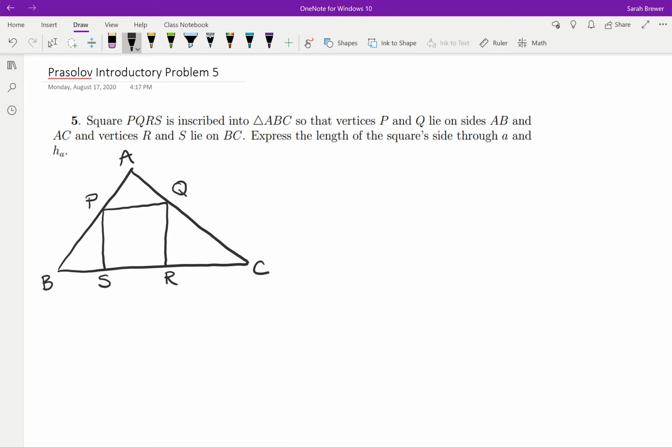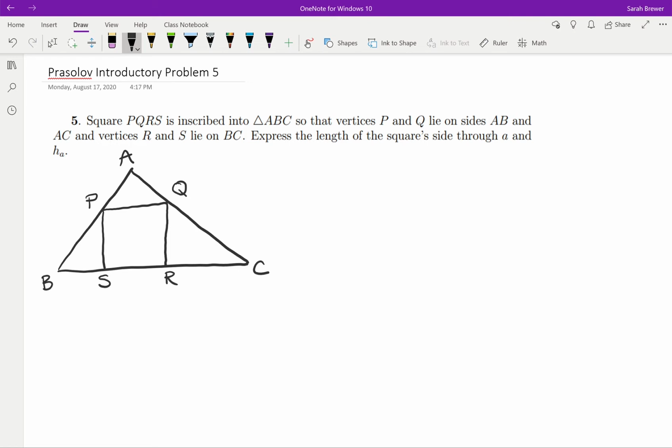So remember, in a square, all sides are equal. So PQ equals QR equals RS equals SP. So all sides are the same there. And so we want to express that length in terms of a, little a, and HA. Okay, well let's translate those.